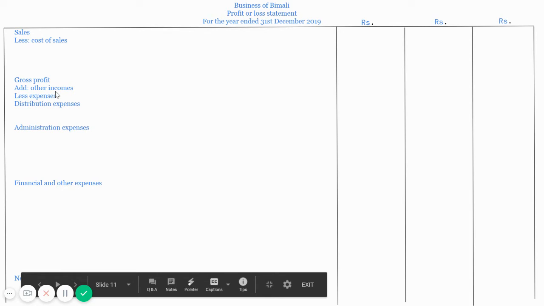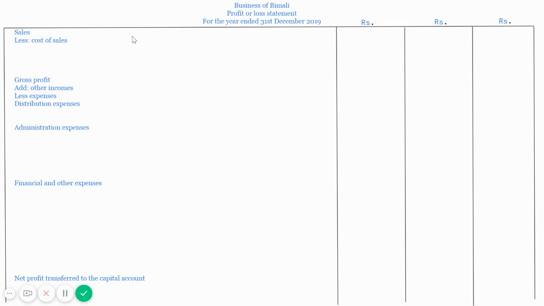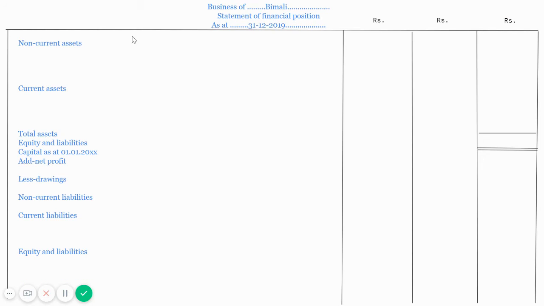You can always memorize these words that I have given in blue color, and you can stick to the number of lines that you have to preserve for that. Then when you move on to the statement of financial position, on the first line itself you can write non-current assets, then leave about 4 lines. 4 lines gap will be enough.